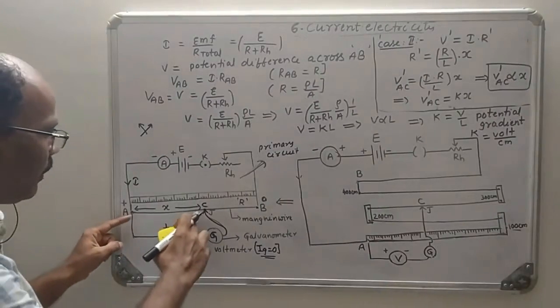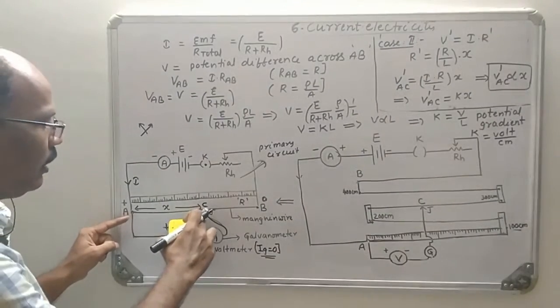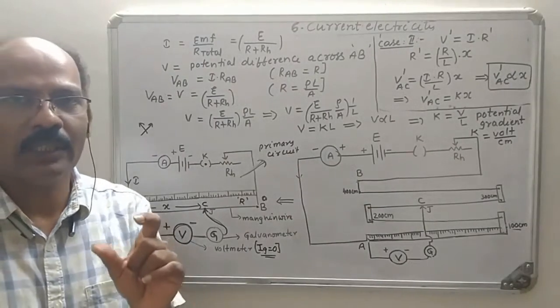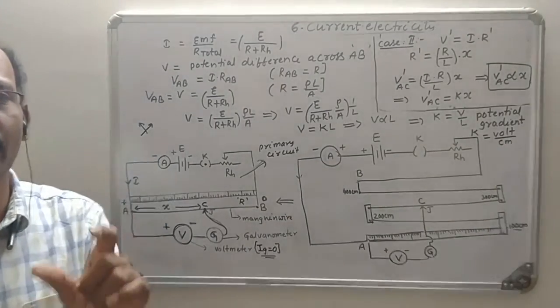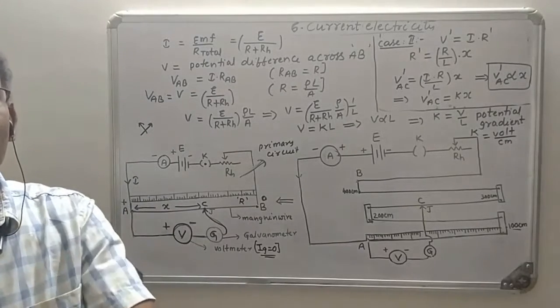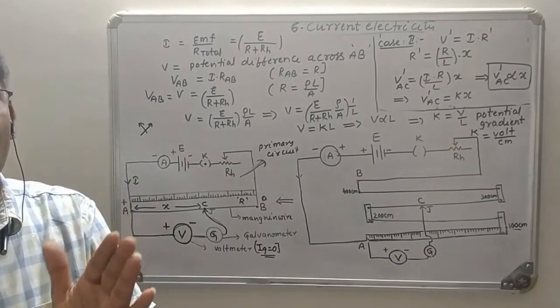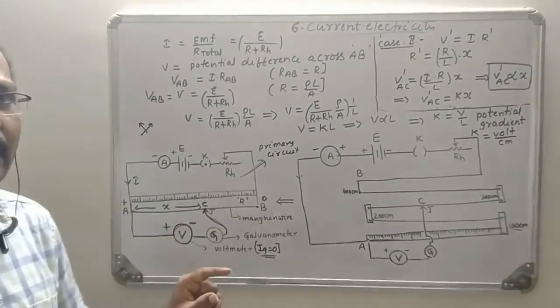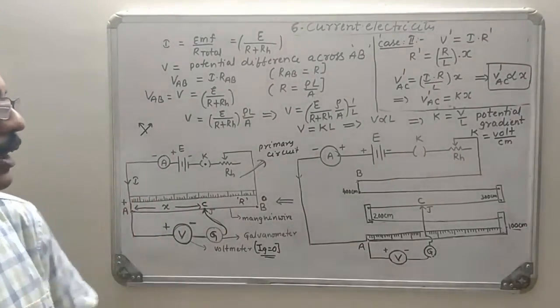What is the potential drop across the selected portion of the wire? That is nothing but V dash. So V dash, the potential drop across a given portion of wire, is directly proportional to that portion of length when steady current is passing along the wire having uniform area of cross section.